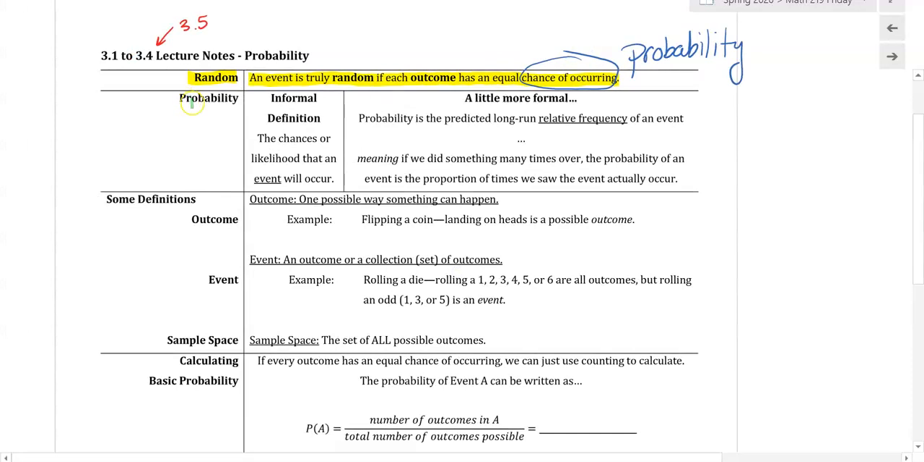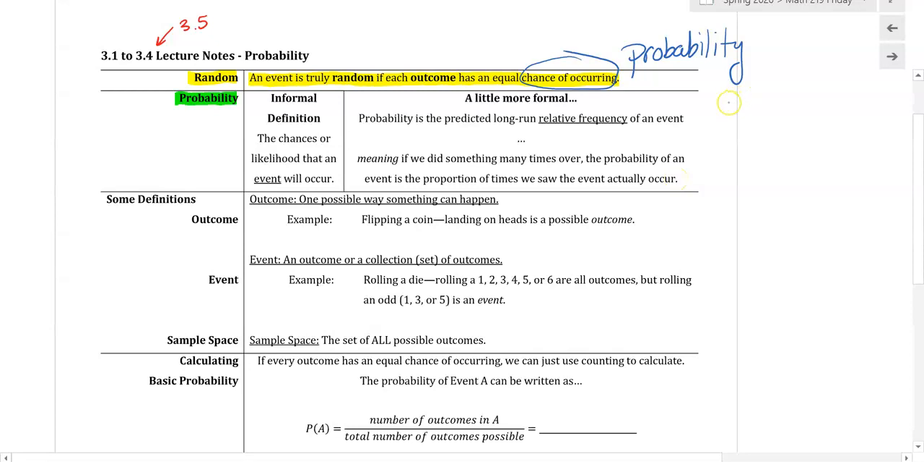So what do we mean when we say probability? Exactly what is it and how do we calculate it? Sort of an informal definition that I think we're probably used to is that it's the chance or likelihood that an event is going to occur. A little more formally than that, the probability is the predicted long-run relative frequency of an event. Okay, that means that if we did something over and over and over many times, the probability of the event is the proportion of times we actually saw the event occur.